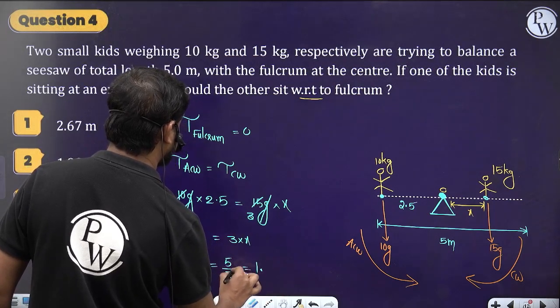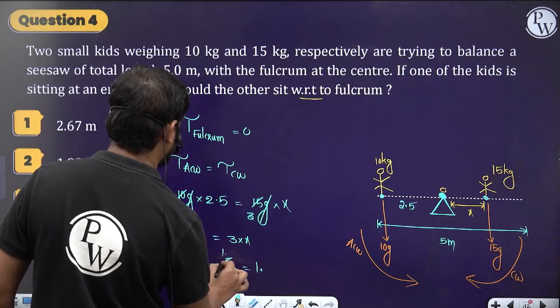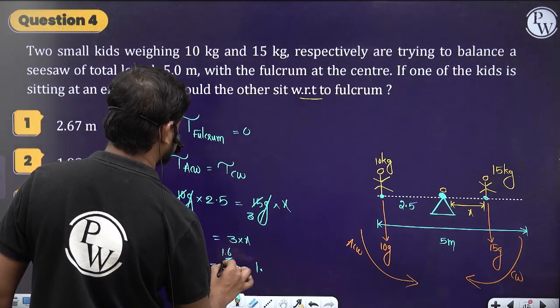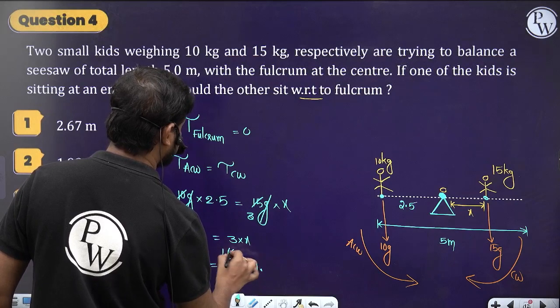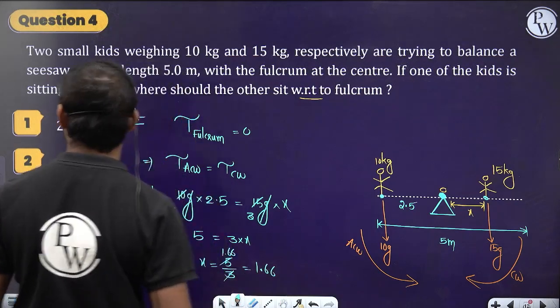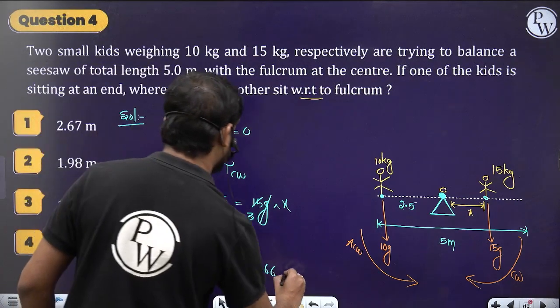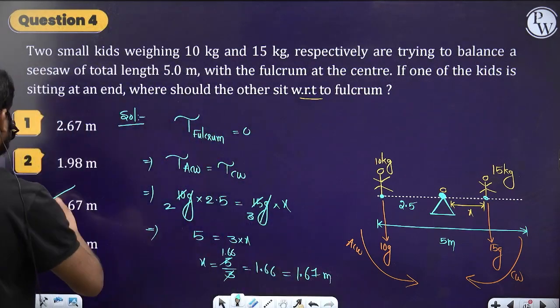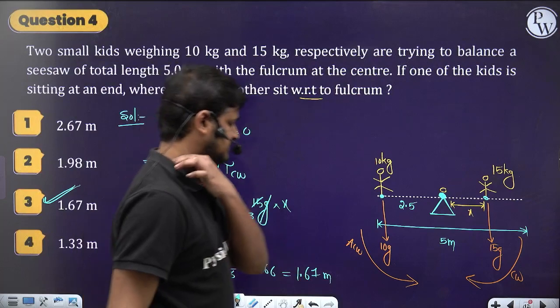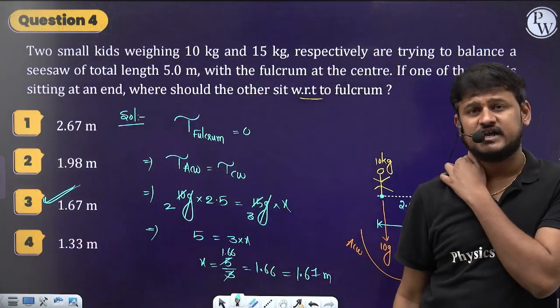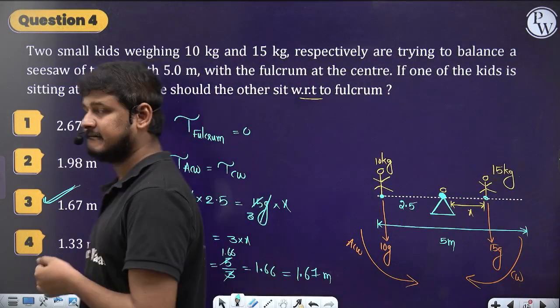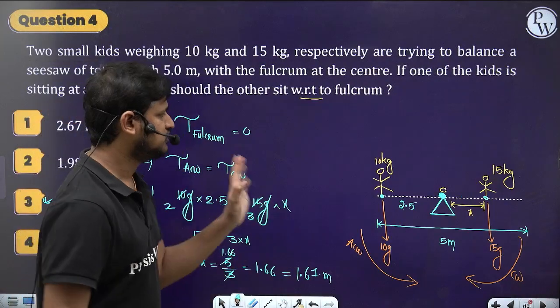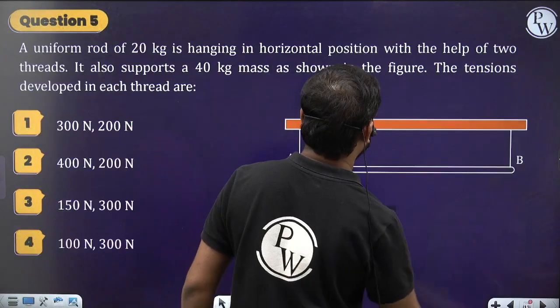Which is 1.666, like that. So the closest option is 1.67 meters approximately. Option 3 is the correct one, guys. Understood? Clear? Done, guys? Chalo, let's go for the next question.